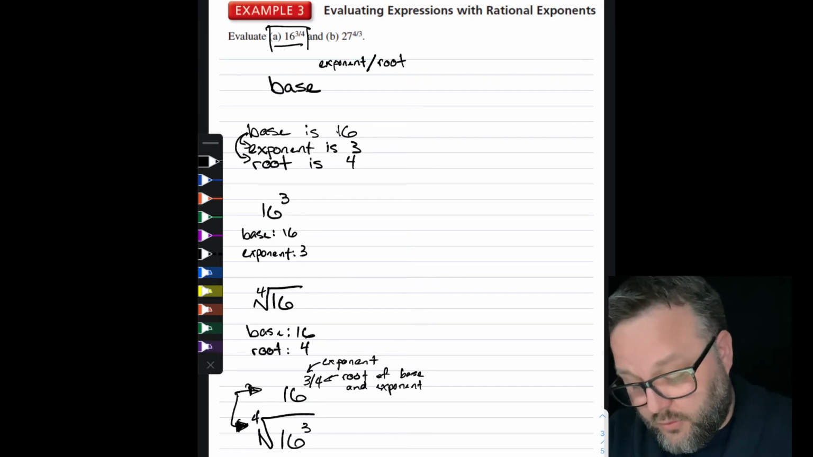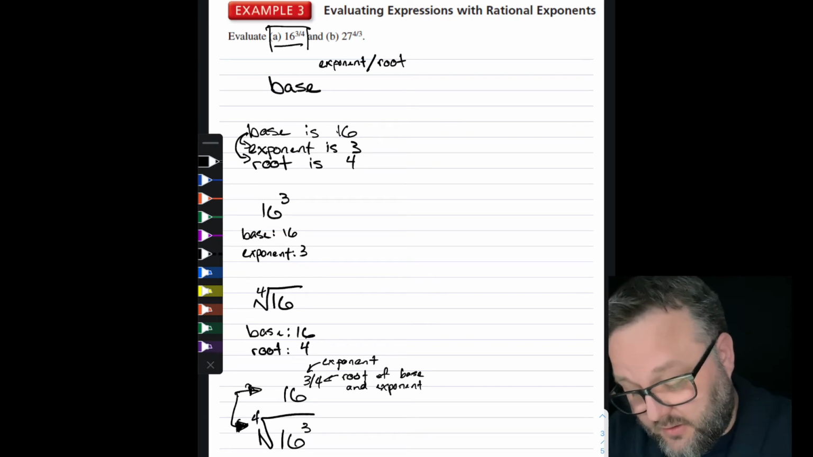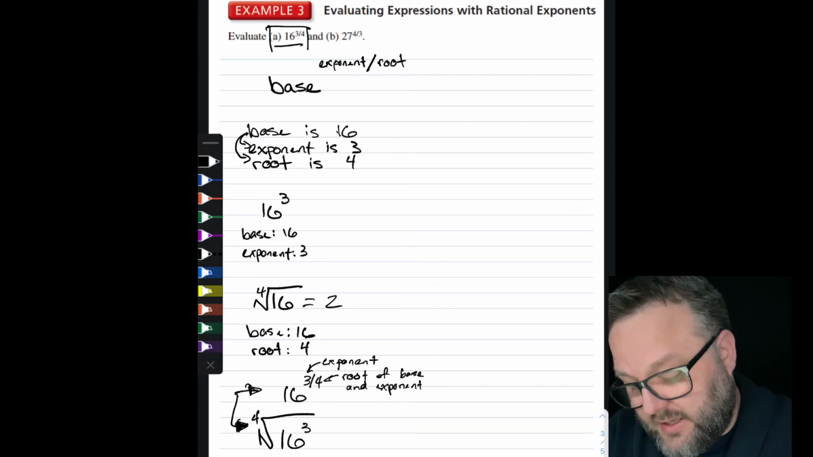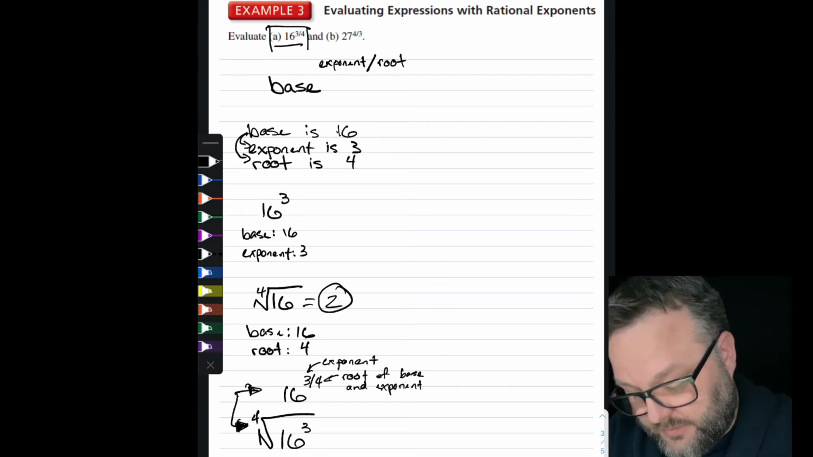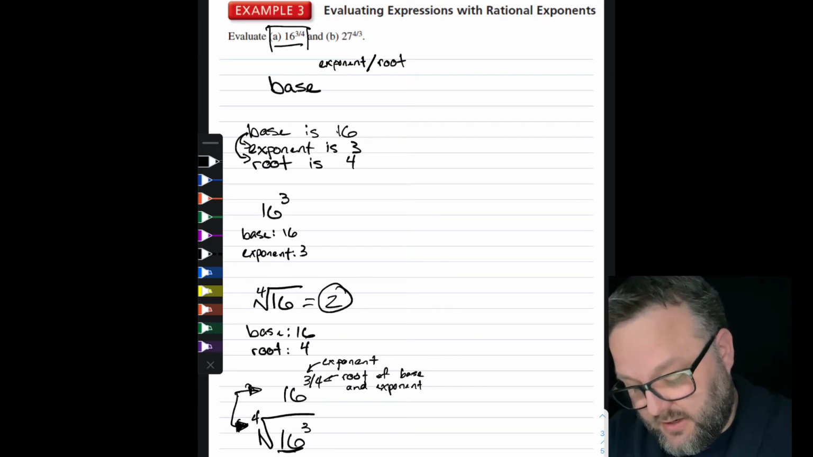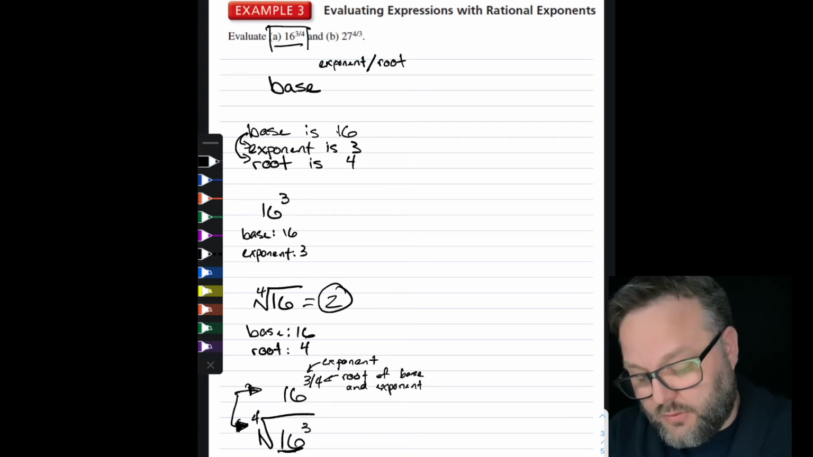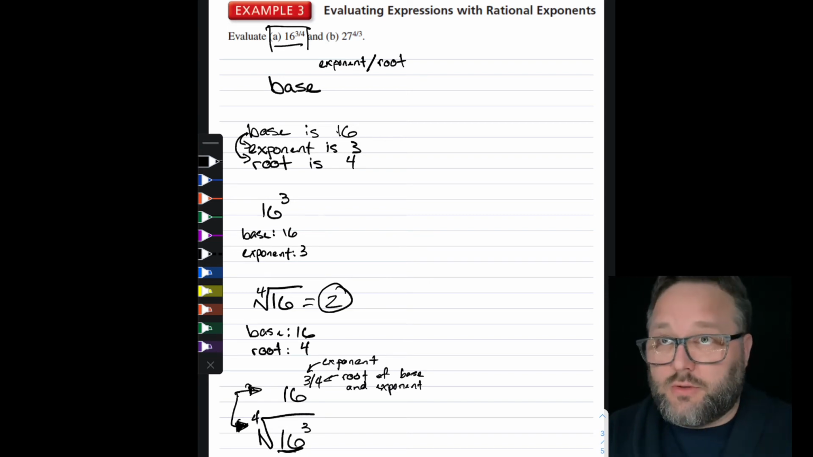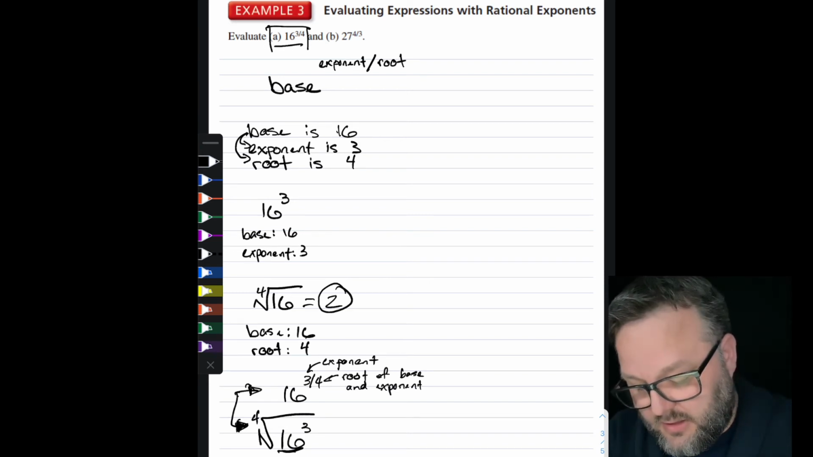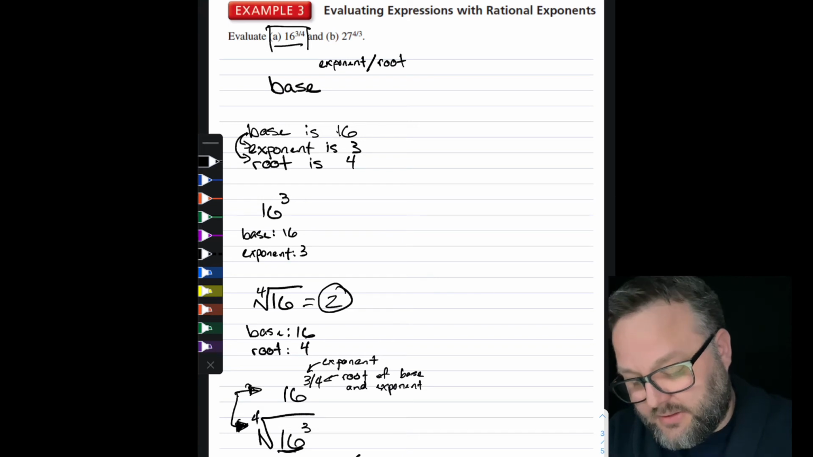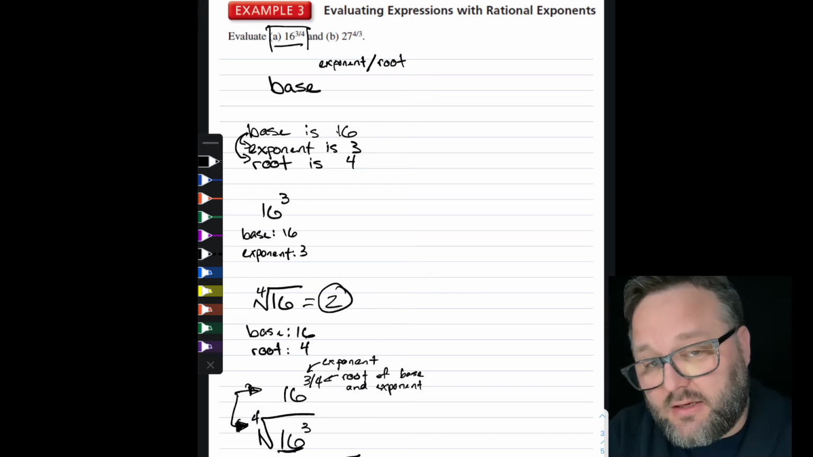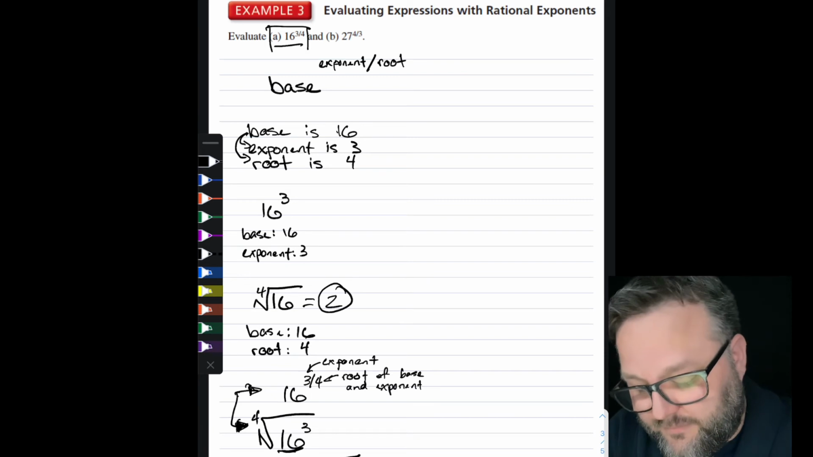Now I can process that. The 4th root of 16 itself, if I were to solve this, is 2. So I can actually take this 2 and substitute it in for this 16 and drop the 4th root and just say, oh, 2 cubed is now my problem that I'm solving. And 2 cubed is 2 times 2 times 2, which is 8. So that's my answer. 16 to the 3/4 is 8.